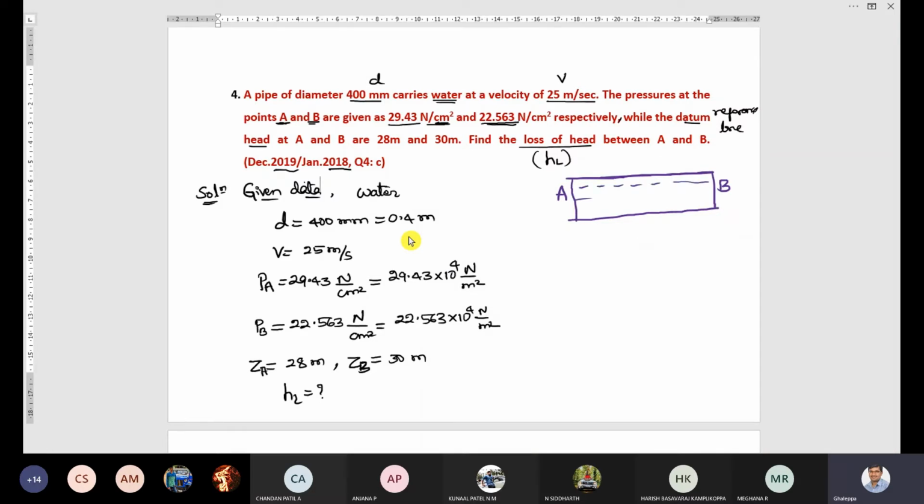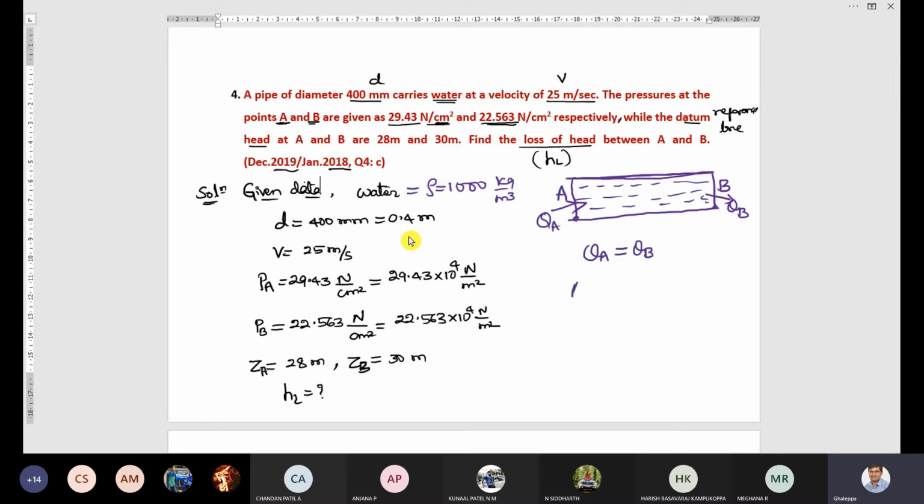So let us take this as water. What will be the density of water? It is 1000. Pressure at A is given, pressure at B is also given, everything. And dear students, this is an important point you need to remember. When the diameter is the same, the discharge QA at A and QB at B will remain the same according to the continuity equation. So QA is equal to QB.